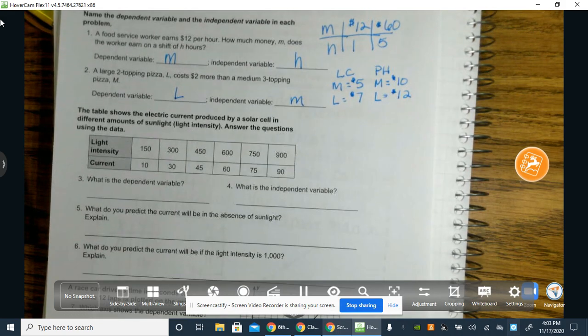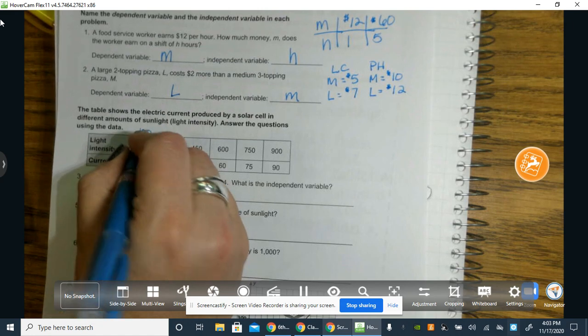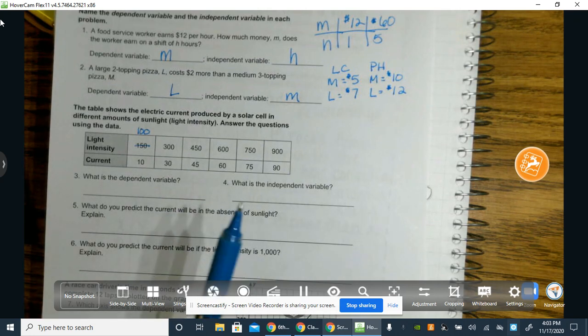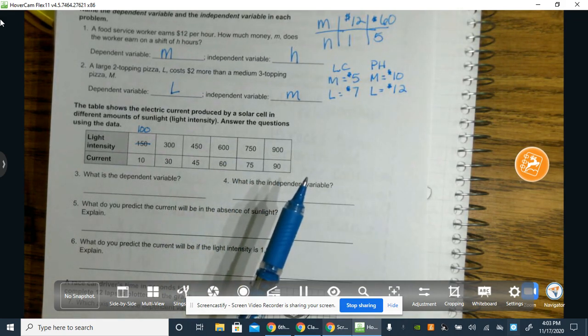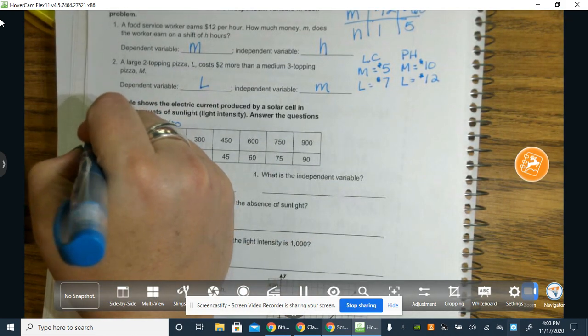Now I want you to look at this one. I want to make a quick little edit. I want this to be 100, just so that you can understand it a little better, so you're not wondering what in the world that means. We're talking about the electric current produced on a solar cell in different amounts of sunlight, which is a light intensity. So think of this as sunlight.